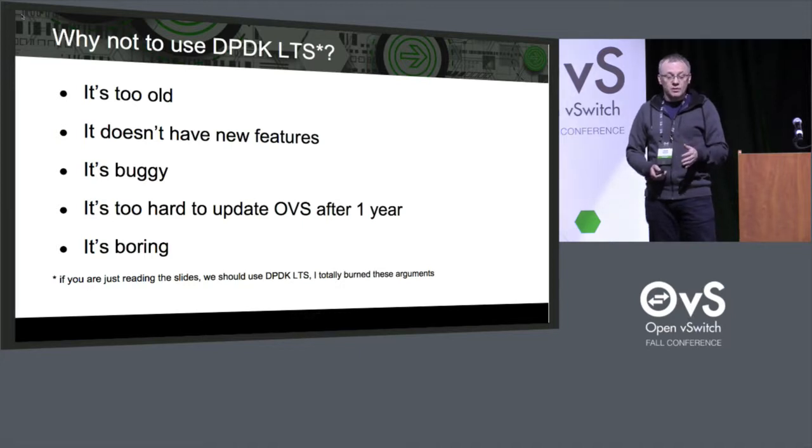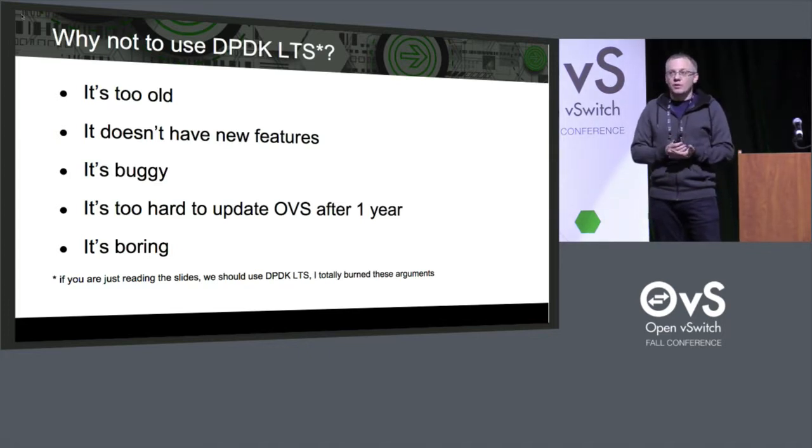Okay, so the counter arguments. This is why you shouldn't use DPDK LTS, or the arguments. So, it's too old. If you look at the DPDK release cycle and the OVS release cycle, at least 50% of the time, the DPDK LTS was the latest DPDK release. So that argument only really applies to the other 50%.